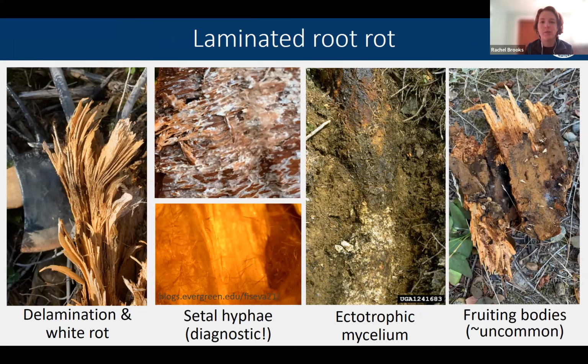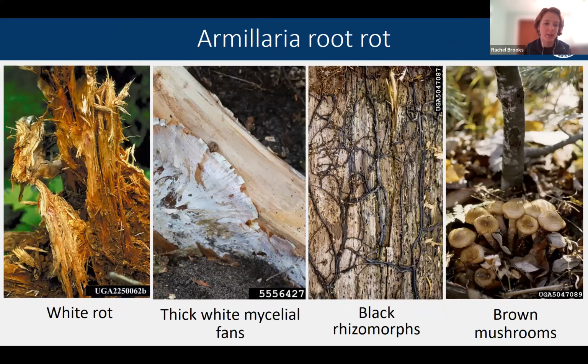And this differs from Armillaria root rot, which I'll talk about now. Armillaria root rot also produces sort of a generic white rot. It doesn't really delaminate as in laminated root rot. The most unique thing about Armillaria root rot are these thick white mycelial fans that are produced between the bark and the wood of a tree, so nothing you can see until you remove the bark. But those are usually what catch your eye first and are the most important to find.